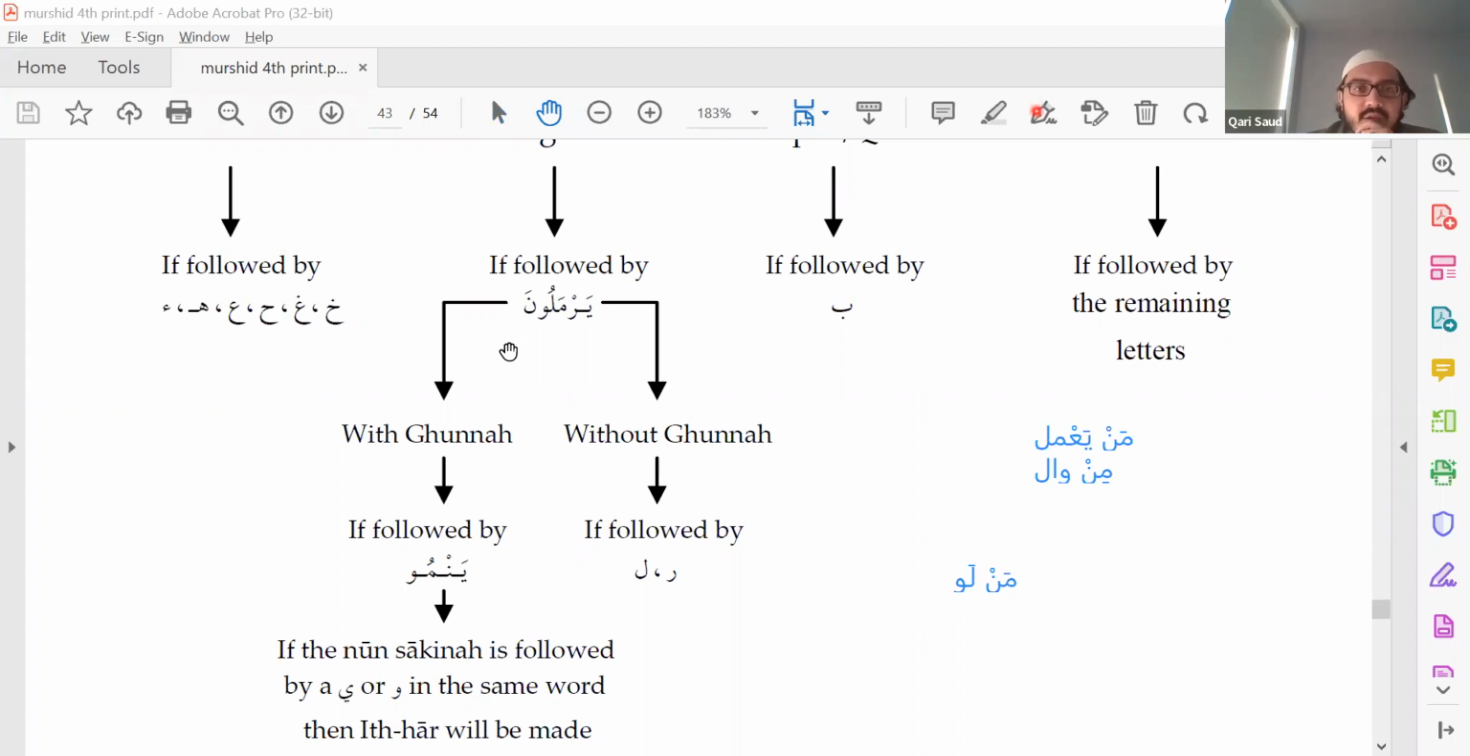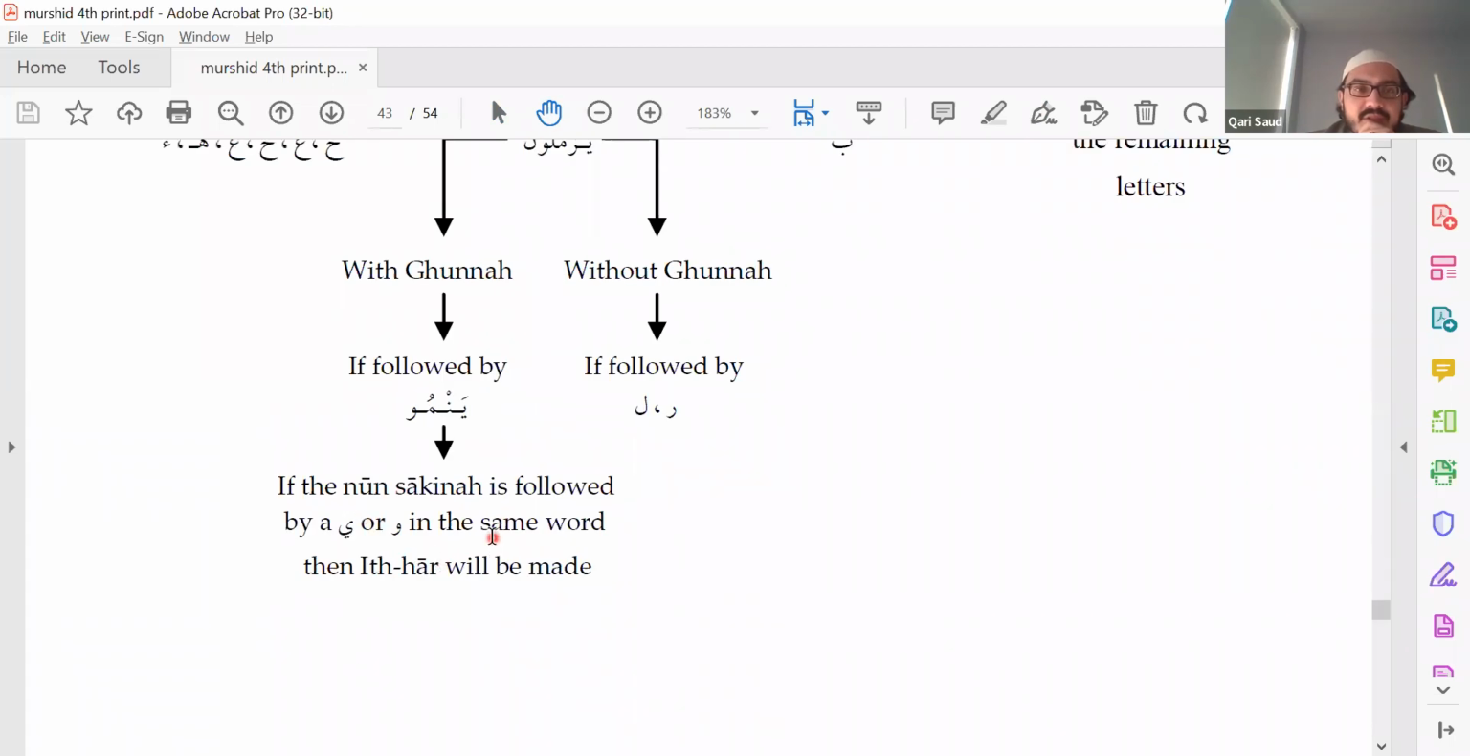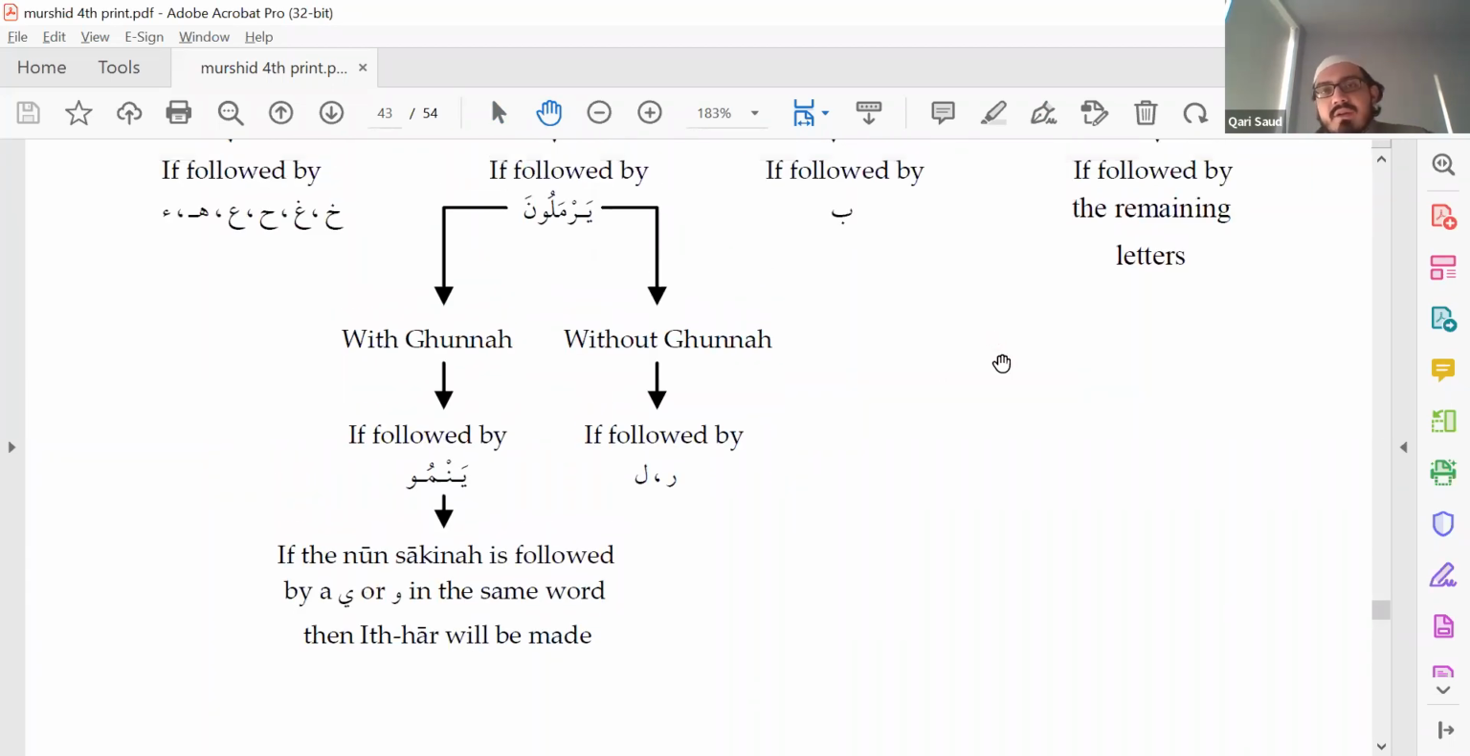And then obviously, if it's in one word, then you'd make idhar, like the word dunya. So the example is dunya. This is one word, it's not 2 words. Therefore, you do idhar. You read the noon just like you did in idhar, an'amta, dunya, or qinwan, or sinwan, or bunyan. Okay.